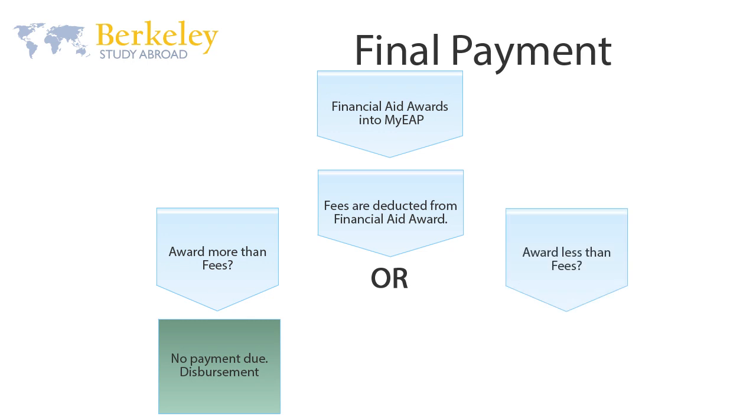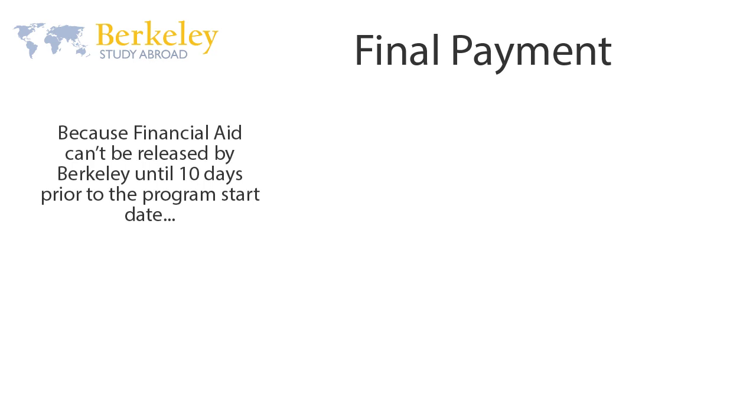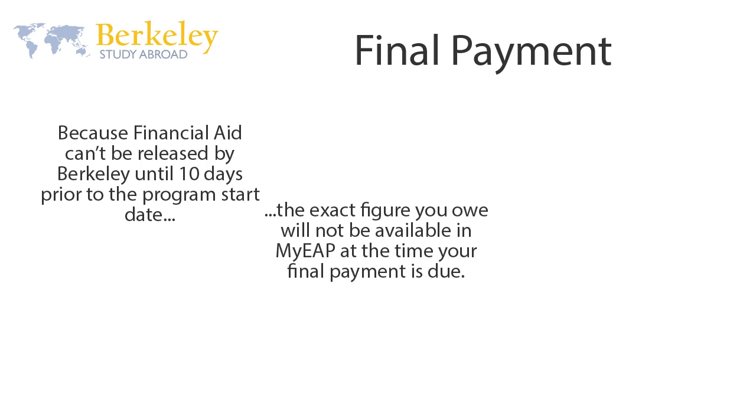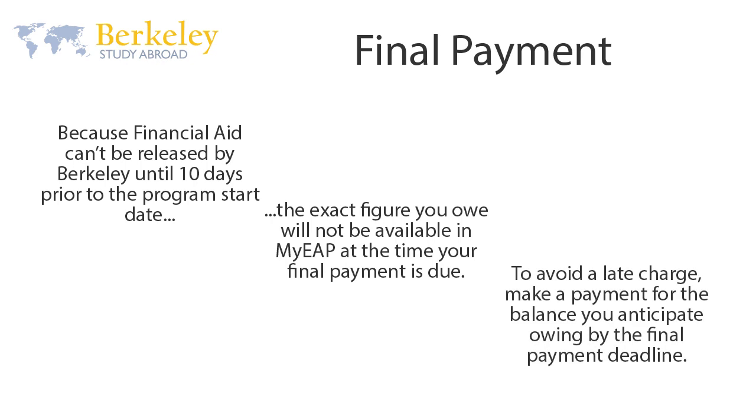If the total amount of financial aid funds listed in your MyEAP account is less than the total UCEAP fees due for your program, you will owe the balance indicated on your MyEAP account. Because your financial aid can't be released by Berkeley until 10 days prior to the program start date, the exact figure will not be available in your MyEAP account at the time your final payment is due. To avoid a late charge, make a payment for the balance you anticipate owing by the final payment deadline.